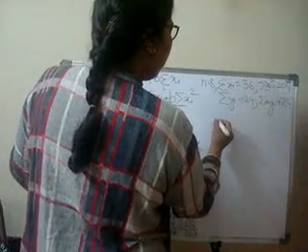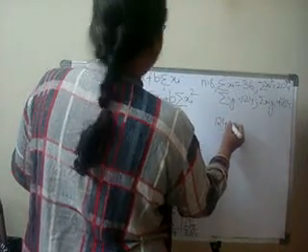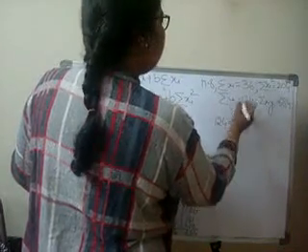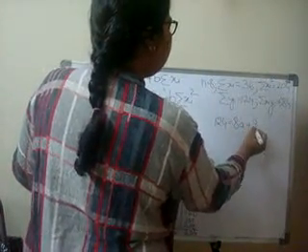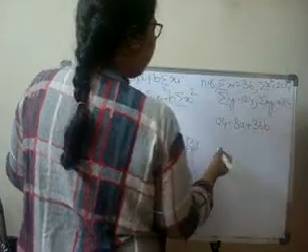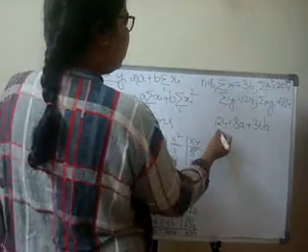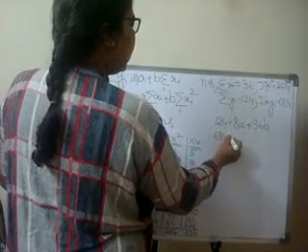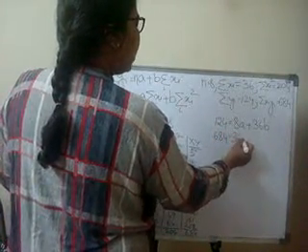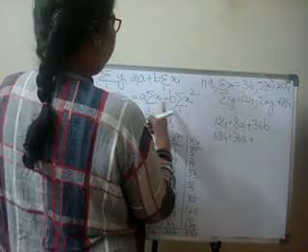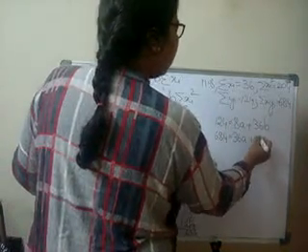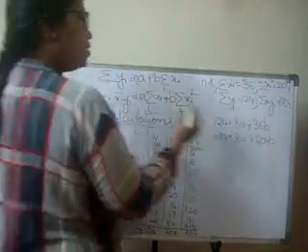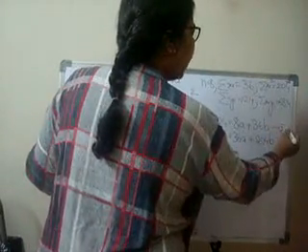Summation yi, 124, is equal to n is 8a plus summation xi, 36b. Then summation xi yi, 684, is equal to 36a plus 204b. This is equation number 2 and this is 3.